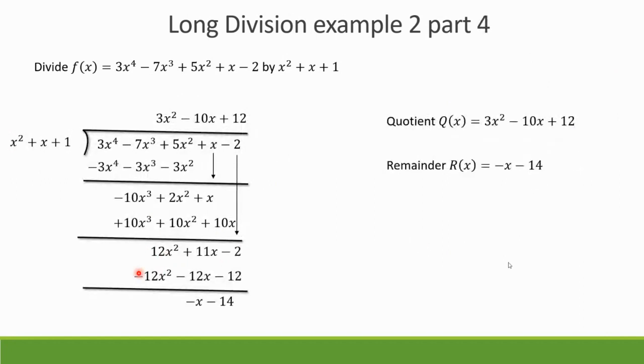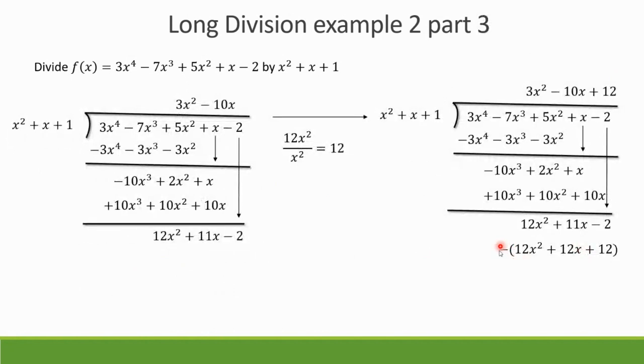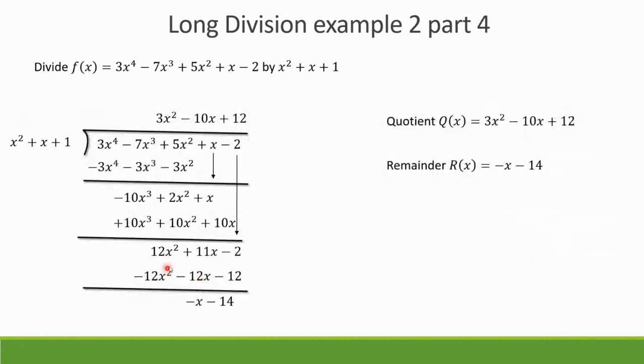When you subtract, the negative sign you have to distribute. And then, of course, you combine them. So these cancel. 11x minus 12x is minus x. Minus 2 minus 12 is minus 14. Here we stop. The degree of this is 1, less than the degree of the divisor. So we stop.